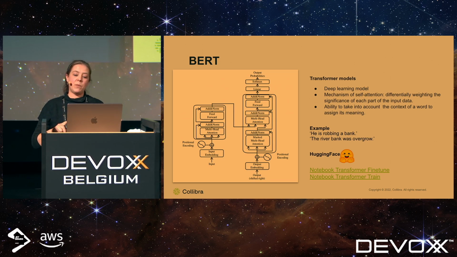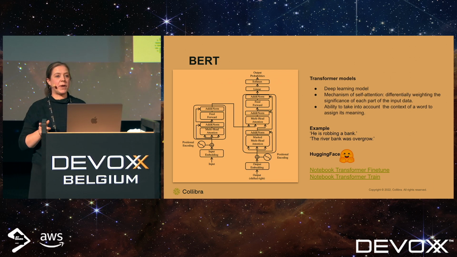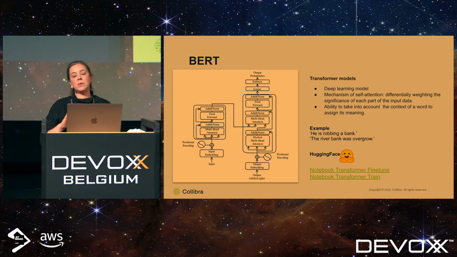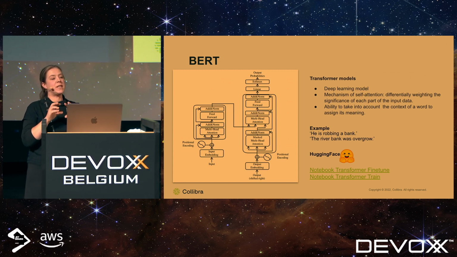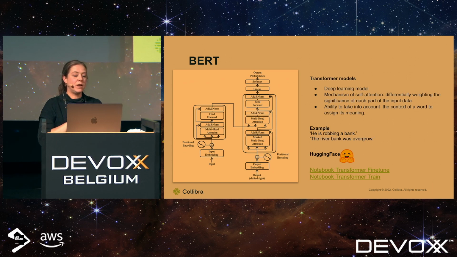So in this little example, he's robbing a bank. The riverbank was overgrown. If we would feed these two sentences in a word2vec model, then the word bank would receive exactly the same embedding. Not with BERT. So you actually will see that the embedding for bank in the first sentence is different than in the second sentence, based on the context of the sentence.